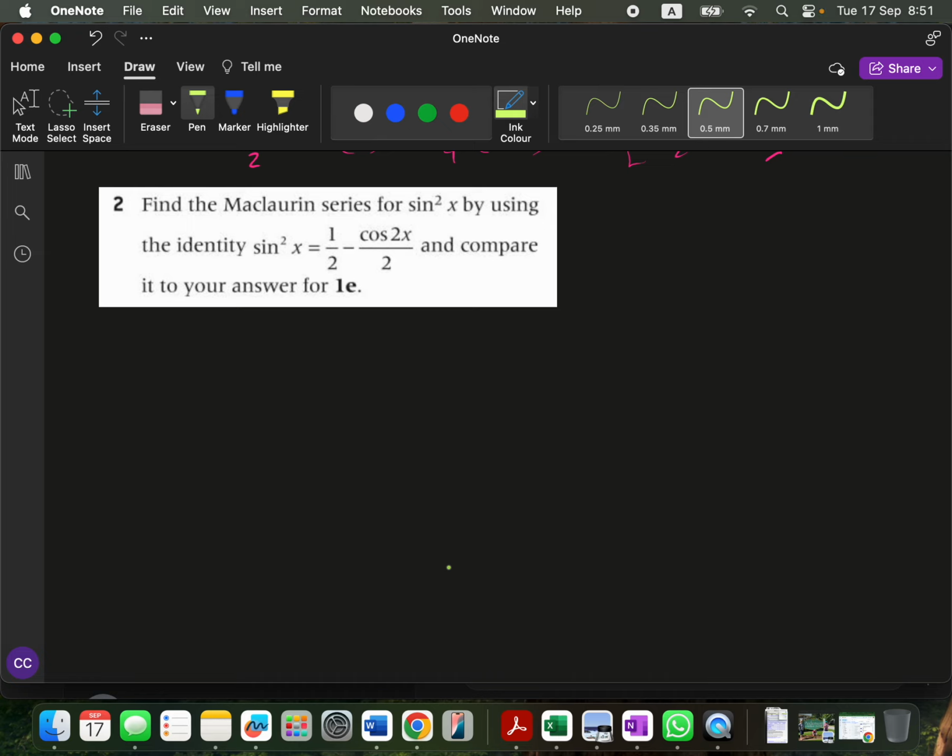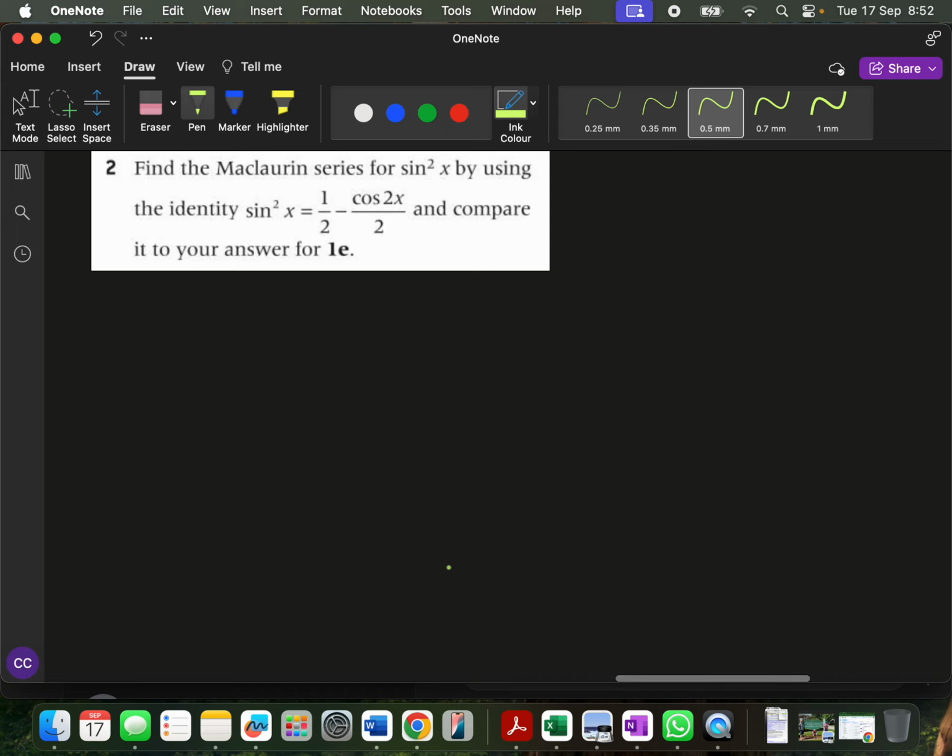All right, this is question number 2 from exercise 8L, and they want us to find the Maclaurin series for that by using an identity. In order to do this, let's just find this Maclaurin series. I'm going to evaluate it as I would for a Maclaurin series. So 1/2 minus cosine of 2x over 2. If I substitute 0 in, I get 0. So the first term of my Maclaurin series is going to be 0.